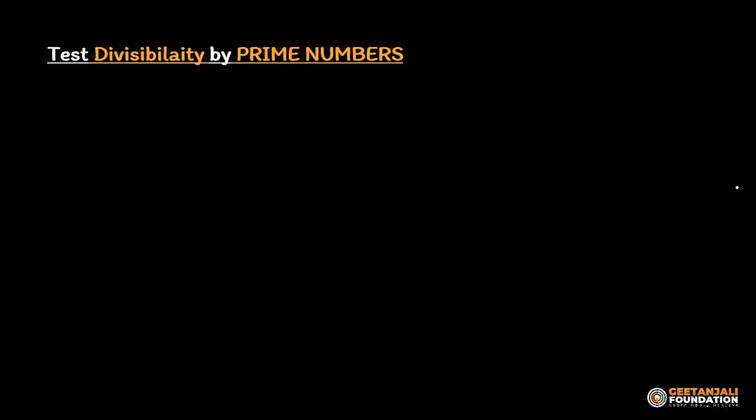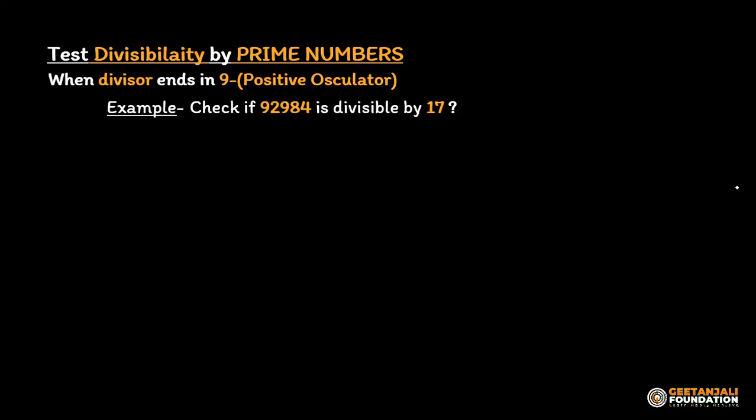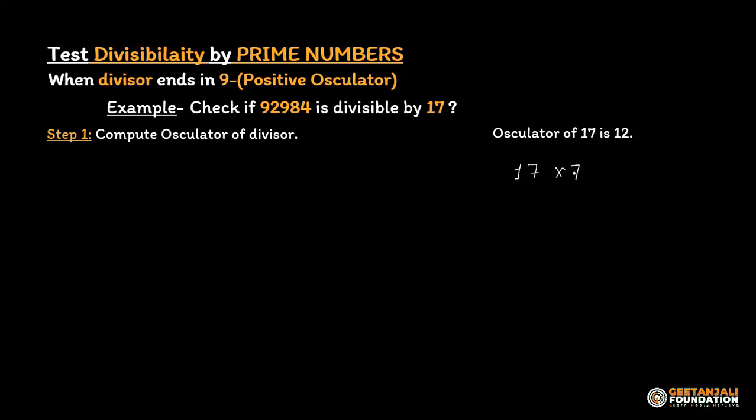We will go for the next example. Now we have to check if 92984 is divisible by 17. First thing you need to do is find the oscillator of the divisor 17. So the oscillator of 17 is 12. How? First of all, we will multiply this 17 by 7. 17 7s are 119. Now this number ends in 9 and before it is 11. 11 plus 1 will give you 12. This way we have found the oscillator of 17.